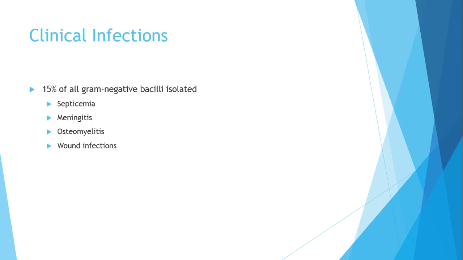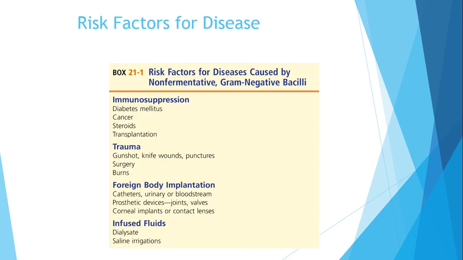These non-fermenters make up about 15% of the clinical infections caused by gram-negative organisms. And we could see septicemia, meningitis, osteomyelitis, wound infections. And this isn't an inclusive list. We can see respiratory infections, all kinds of stuff.